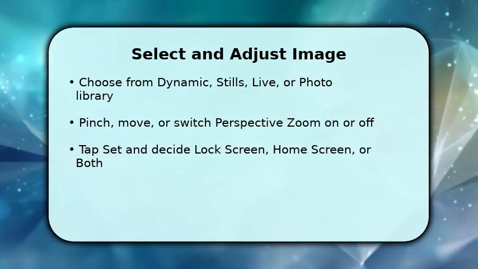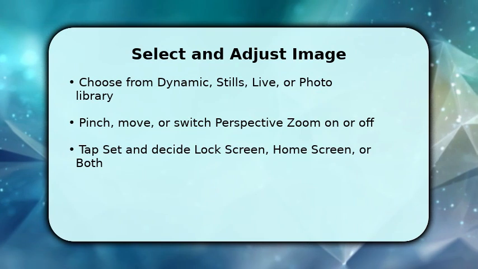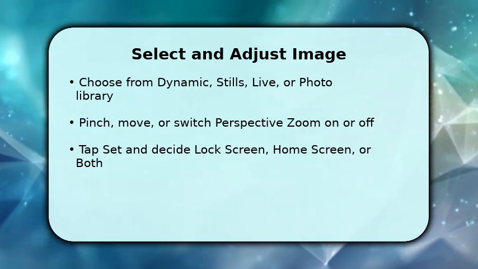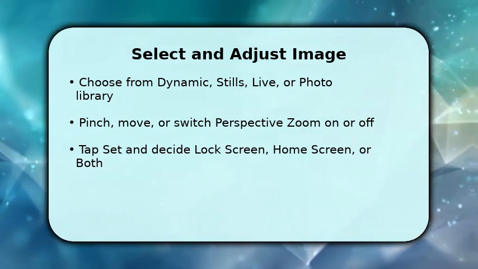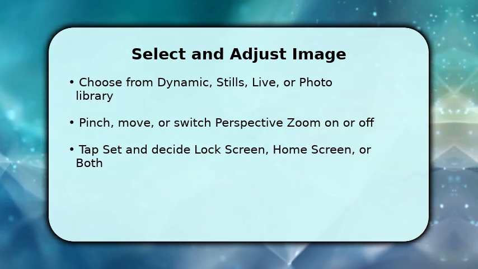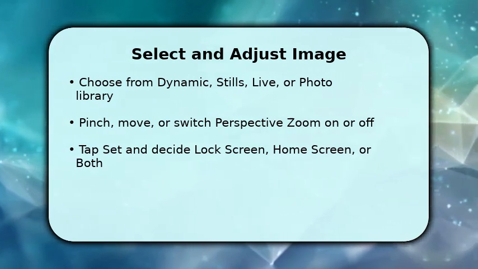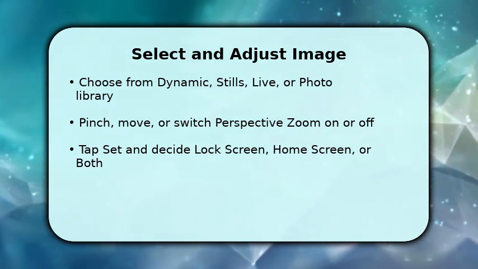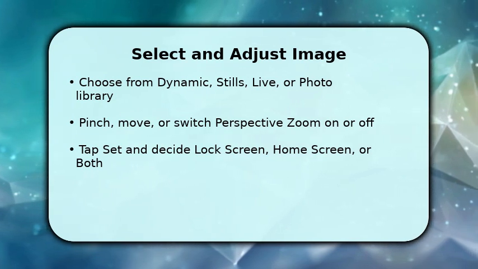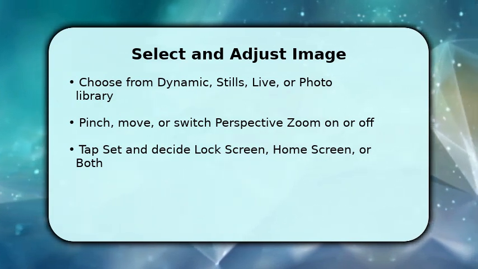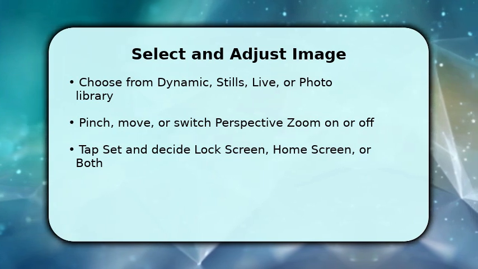You now pick the exact image and fine-tune framing because composition matters on small screens. Select an image, then pinch to crop or drag to reposition. Use perspective zoom to add parallax motion, but turn it off for static clarity or battery savings. For live photos, press Preview to confirm animation behavior.